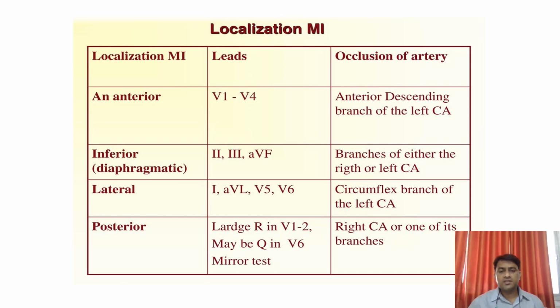If changes are in the posterior leads, that is large R in V1, V2, maybe Q in V6, mirror test, the right coronary or one of its branches.